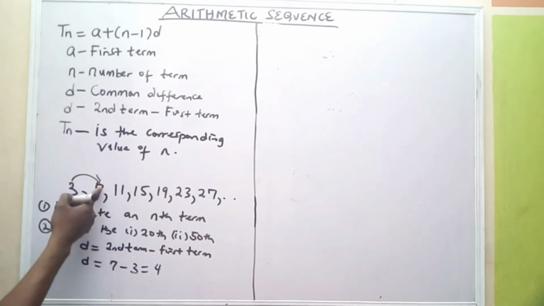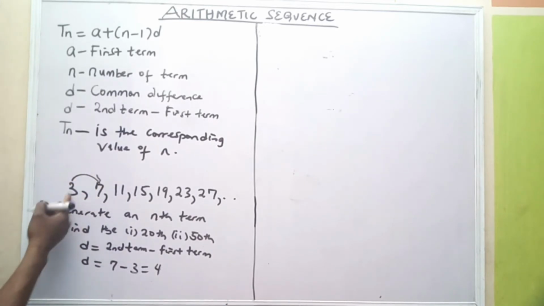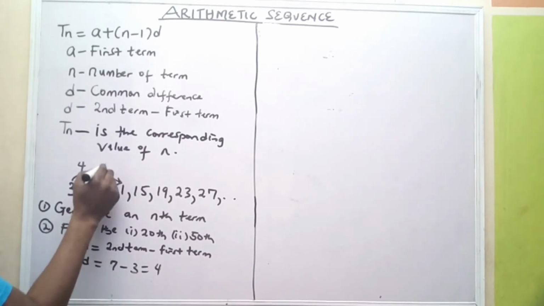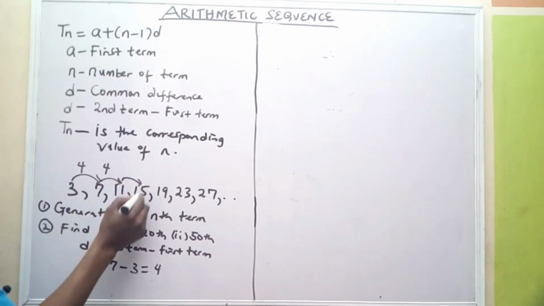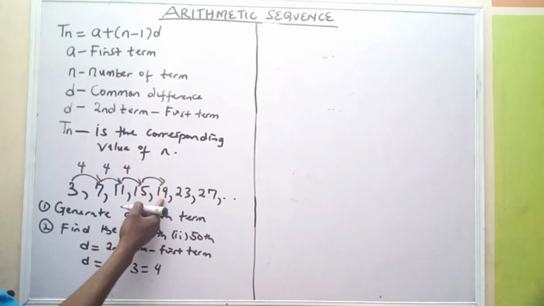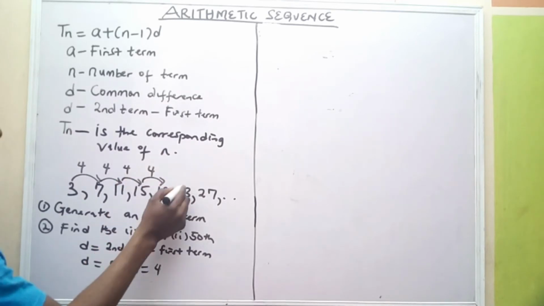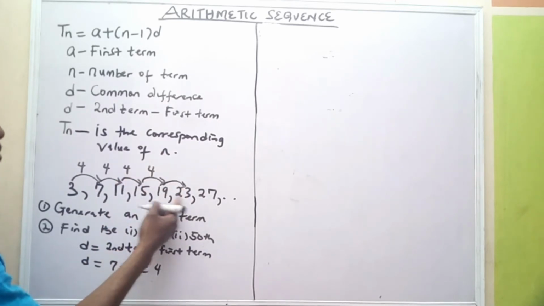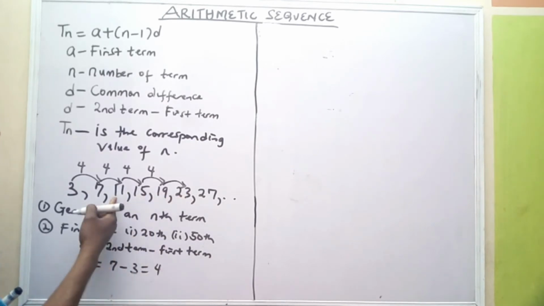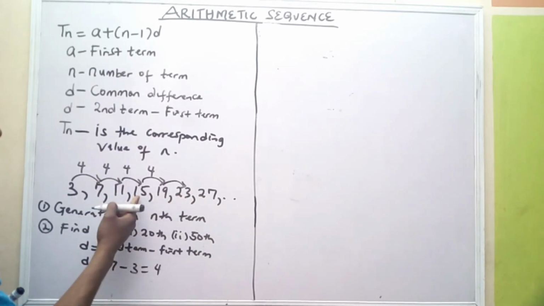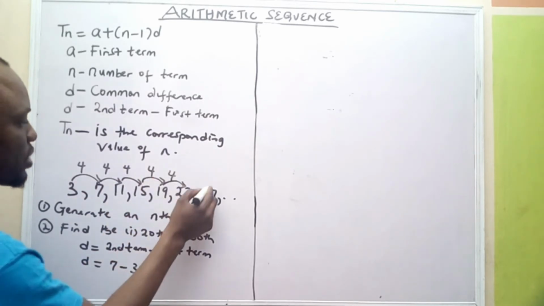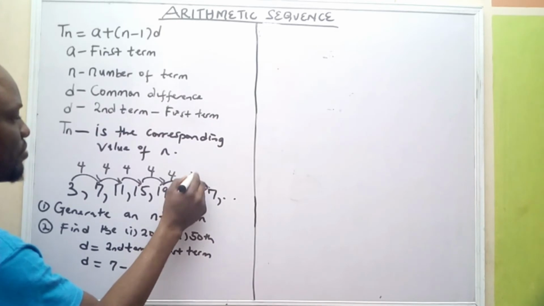So you can see this minus this will give me 4. If I do the same thing here, this minus this will give me 4. 15 minus 11 will give me 4. 19 minus 15 will give me 4. 23 minus 19 will also give me 4. 27 minus 23 will give me 4.